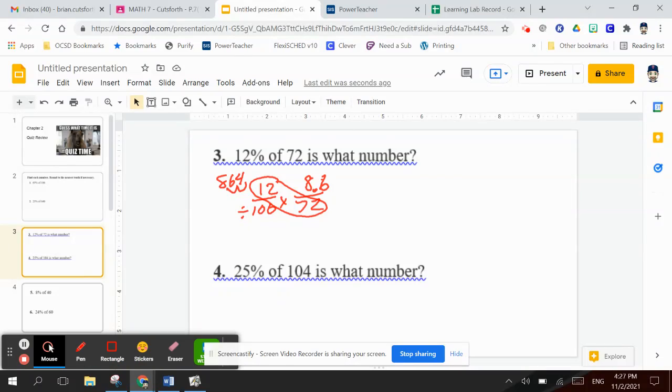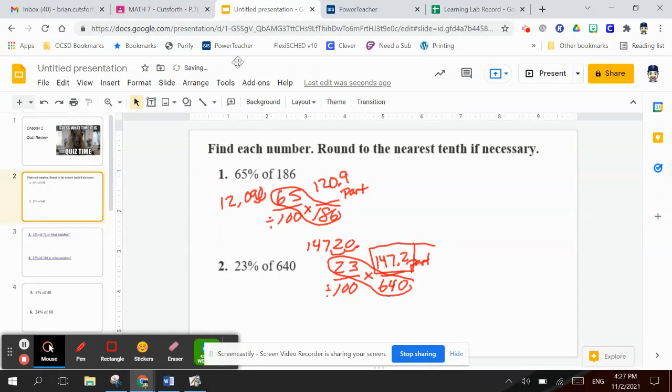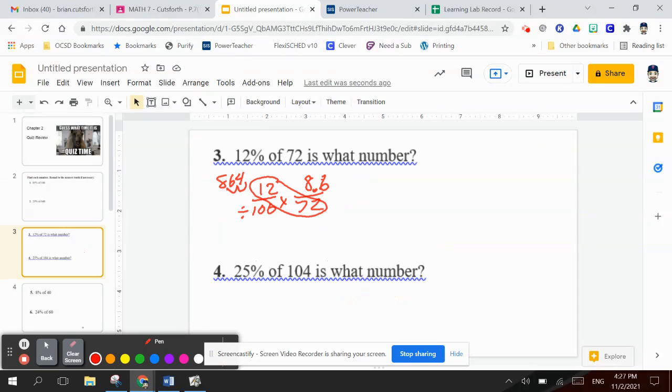Remember, it asked us back here to round to the nearest tenth, so that's only one number after the decimal. So notice that there's a 4 there, so I'm going to get rid of that because I already have one number after.